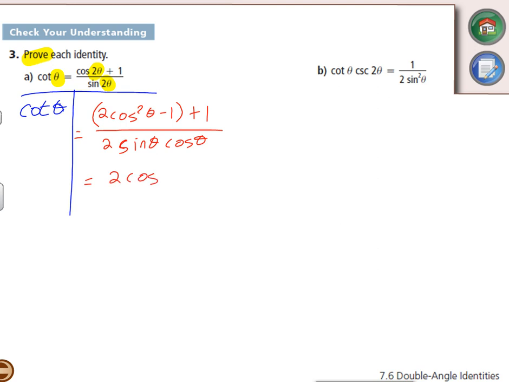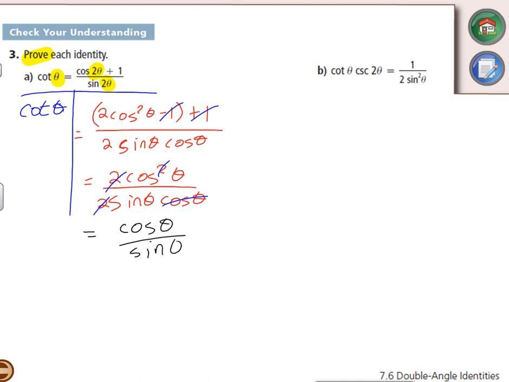Keeping it going here, 2 cos squared theta. The ones cancel off, minus 1, positive 1. And I've got 2 sine theta cos theta. Oh, those 2's cancel off. And oh, look at that. Also, one of the cosines cancel off. And I get left with cos theta over sine theta. Oh, hey, that's cotangent theta. I got my left side equal to my right side. You could have also said cotangent, that's cos over sine.